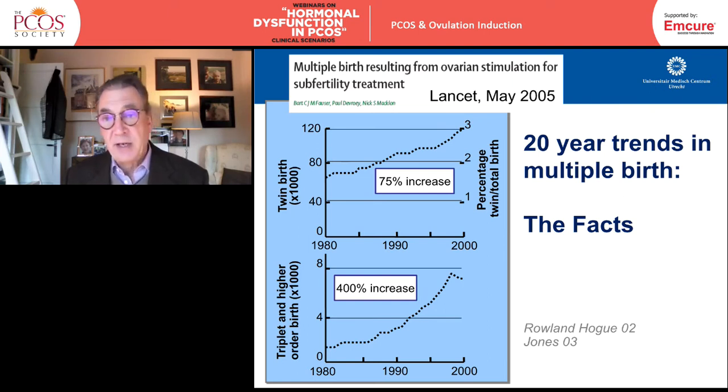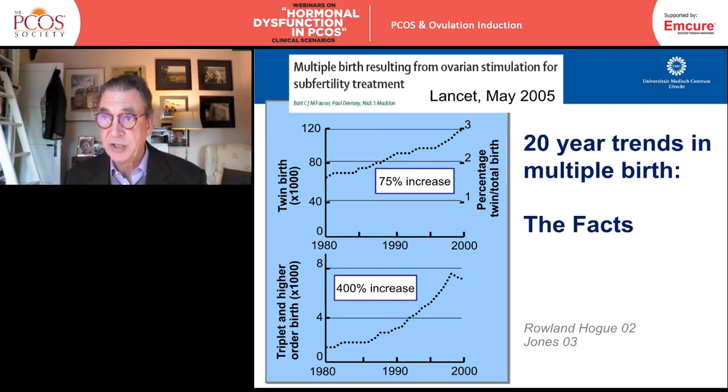In the past, and I guess it still is, we know, even today, that multiple pregnancy rates are clearly associated with infertility treatments, and certainly ovulation induction in PCOS is part of that. This is a review, published some time ago in The Lancet, where we could show that in 2 decades, worldwide, the number of twin births almost doubled, but the number of triplet and higher order births increased by 400%.